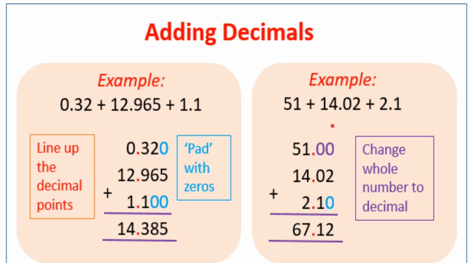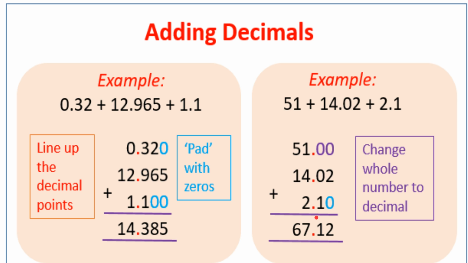There is another example here. The same procedure we have to follow. 51 plus 14.02 plus 2.1. Here we have a maximum of 2 digits to the right. So we have to pad with that. Though there is no fractional part in 51, we write .00 indicating that the fractional part is 0. Plus 14.02. 2.1 is written as 2.10.